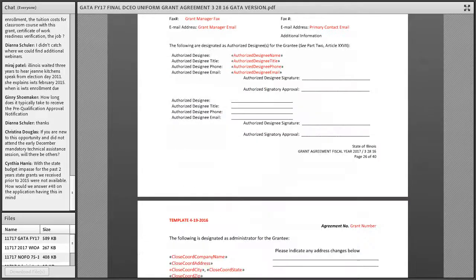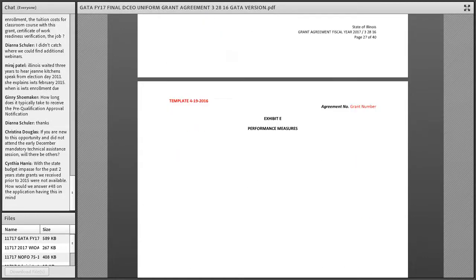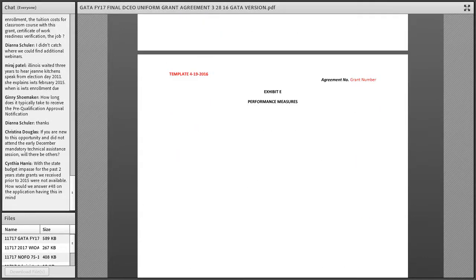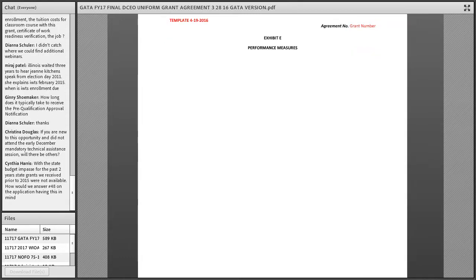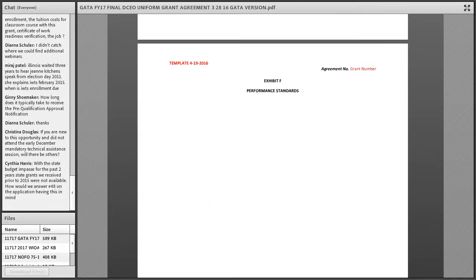Exhibit D is the contact information, and that's similar to our current agreements. Exhibit E are the performance measures, and again, this is an area that we are still working out with the Office of Employment and Training. We are still working out some of the details as far as what content will go in, especially Exhibit E and Exhibit F around the performance standards.